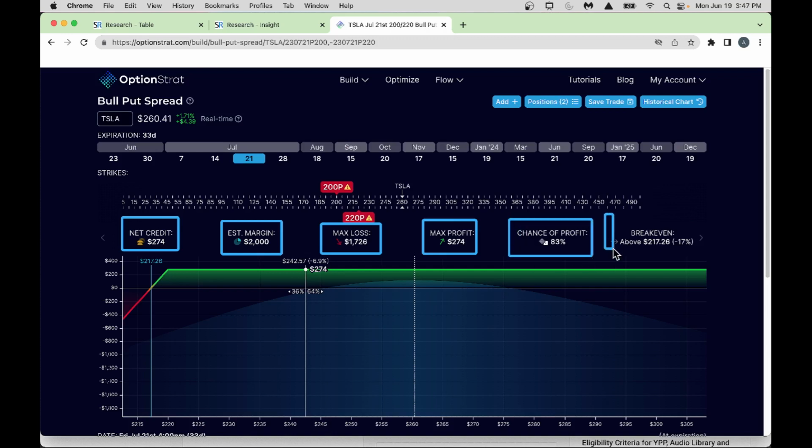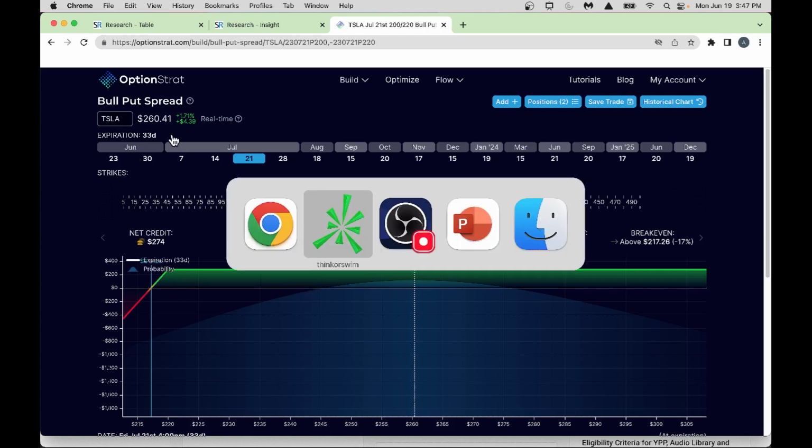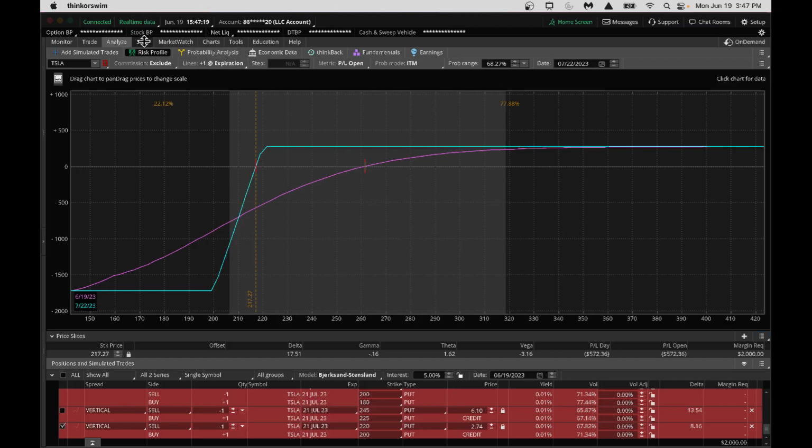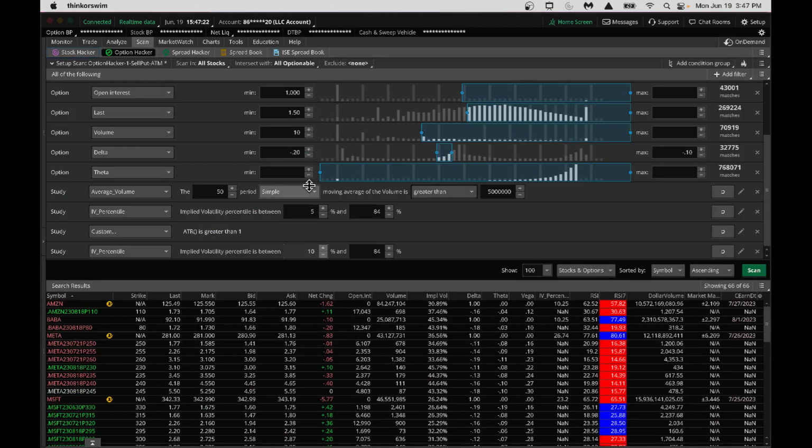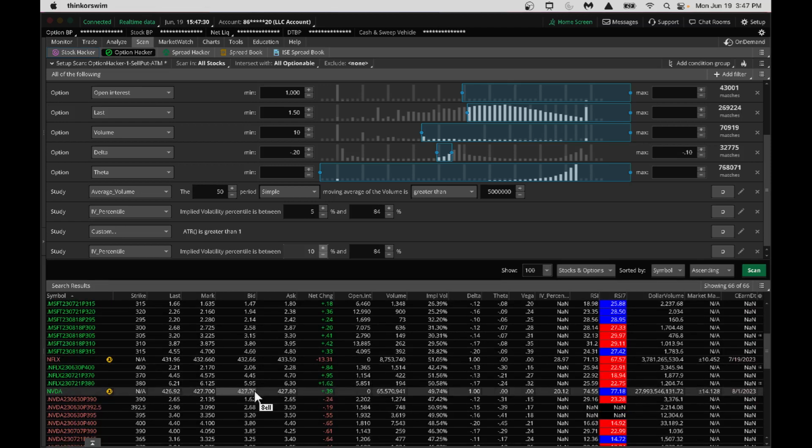As long as Tesla stays above 217, which is 17% from the current price, you'll make money. So this is one of my favorite strategies for stocks which are going higher, like Tesla right now, and you can do the same thing for a couple of other stocks also. Look, we got stocks selected right here in our tab in our option hacker. You could do the same thing for Meta, which is going up of late, and you could do it for Nvidia, which is again going up. And look, Netflix has got one of the good IV ranks here, 28%. You could do it on Netflix also.